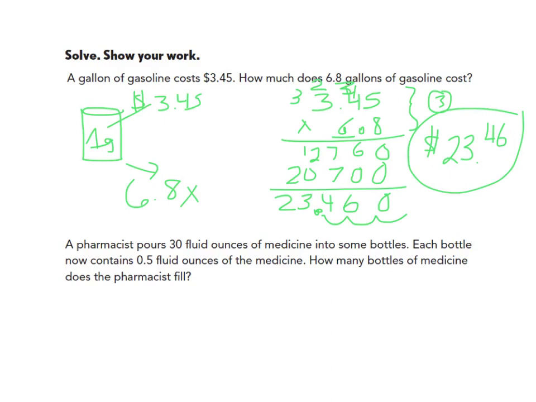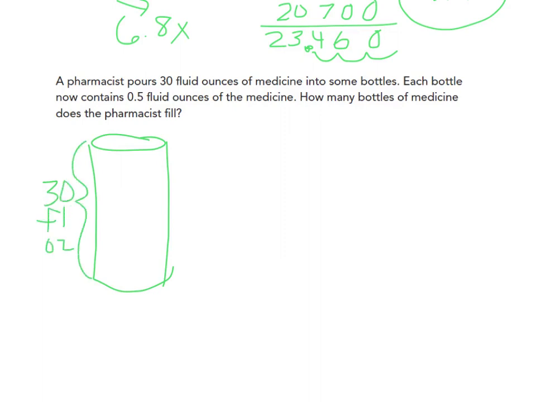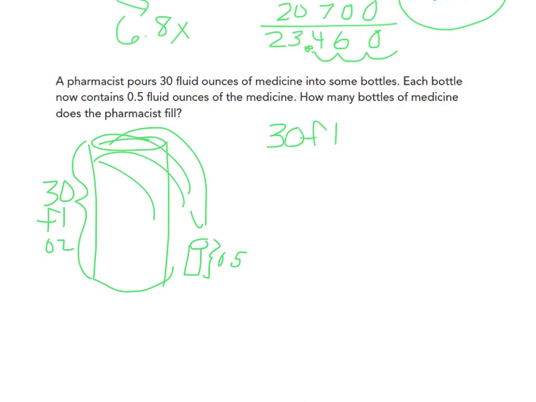As I look at the one at the bottom, a pharmacist pours 30 fluid ounces of medicine. So I've got this medicine here. The whole thing is 30 fluid ounces. And then they break it into smaller boxes. We take stuff out of here, and we put it into these little half-ounce cups. So I want to know how many times can I do that. So what I'm doing is I'm taking that 30 fluid ounces, and I'm dividing it into groups of a half.